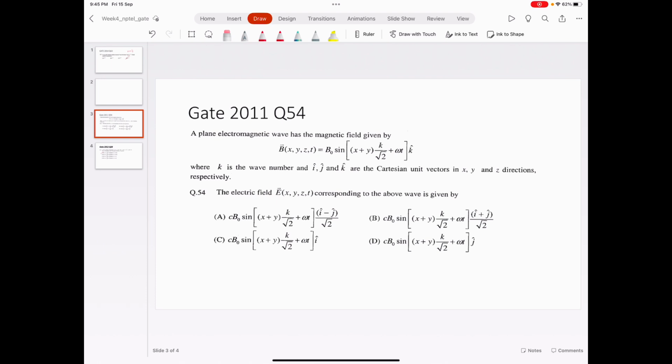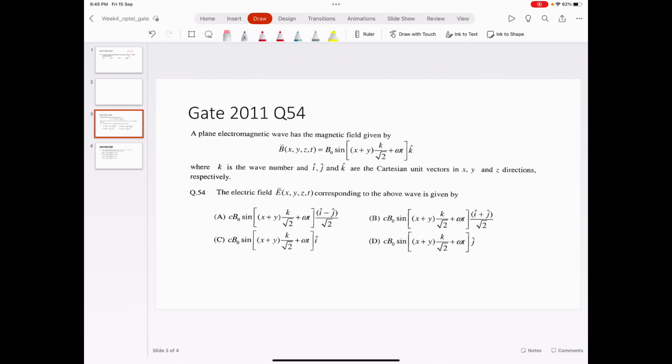So in the first case, option A, it is c B naught (i minus j) by root 2. In the C option it is c B naught i cap. In the B option it is c B naught (i plus j) by root 2, and in the D option it is c B naught into j cap. So what will be the correct option? We need to find out.